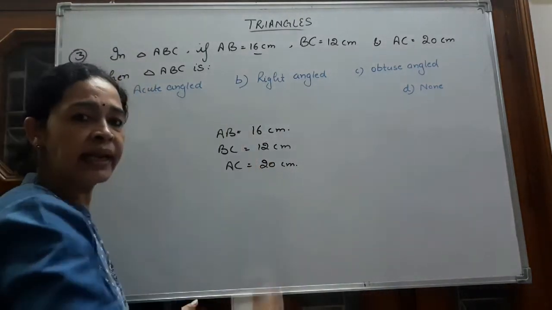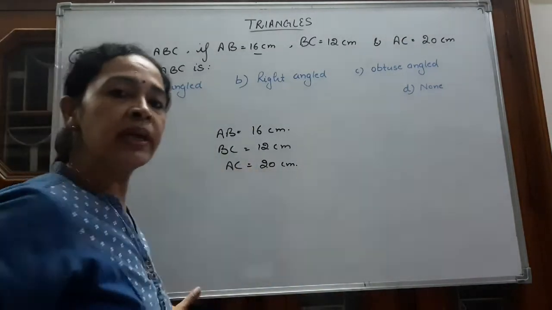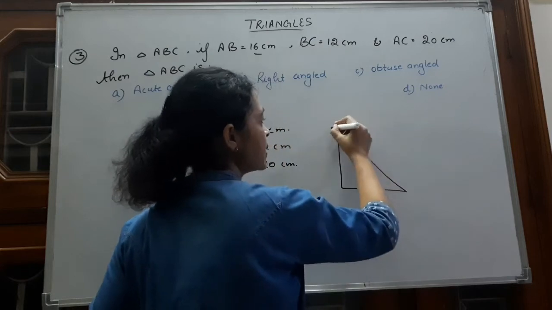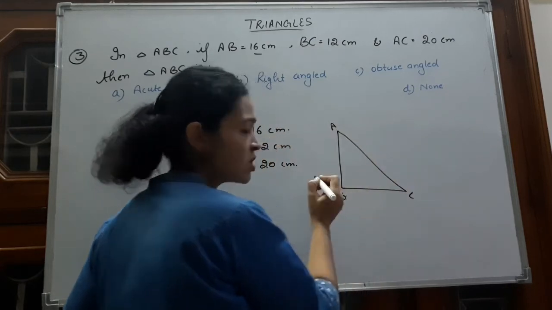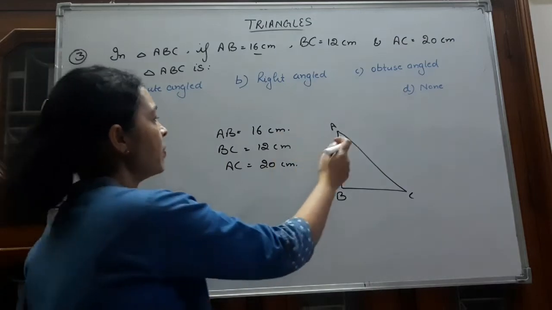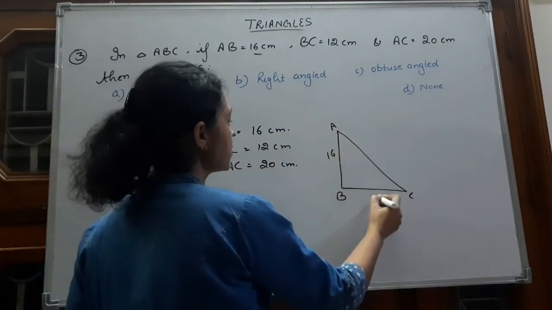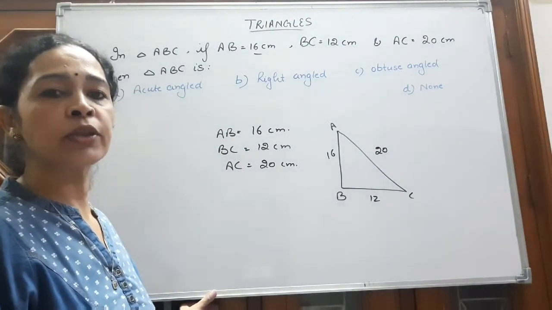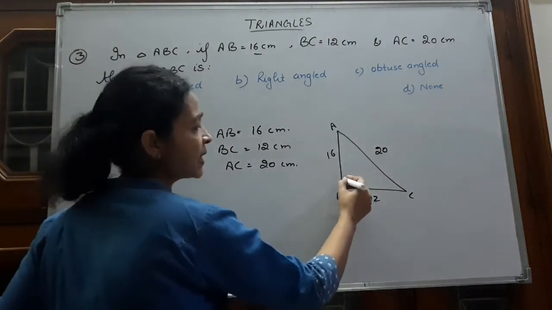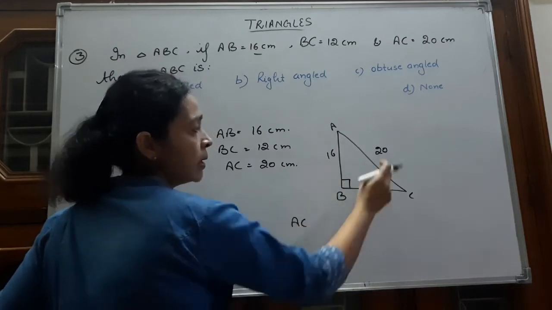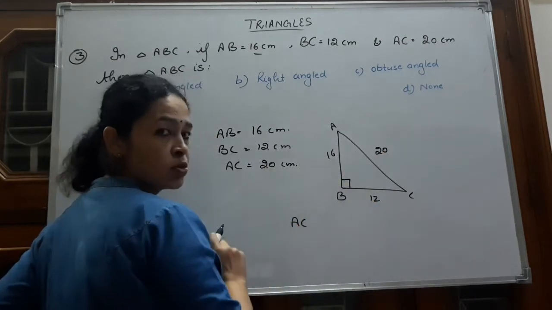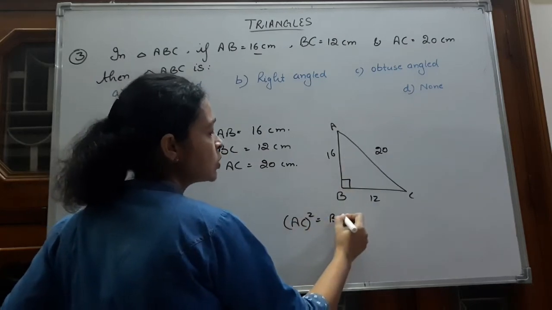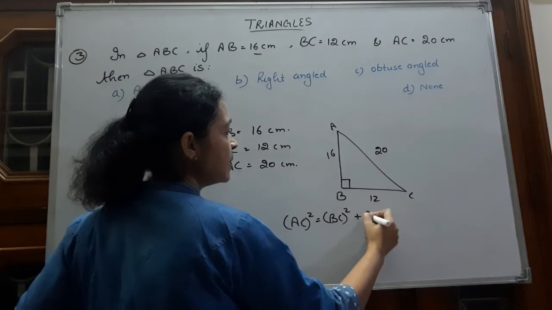If it is a right angle triangle, then AC must be the hypotenuse. Let's see. If this is AC, this must be B. If AB is 16 and BC is 12, this must be 20. Is it possible? Let's check through Pythagoras. As per Pythagoras, this is the hypotenuse, then angle B must be 90 degrees. As per Pythagoras, AC square must equal BC square plus AB square.